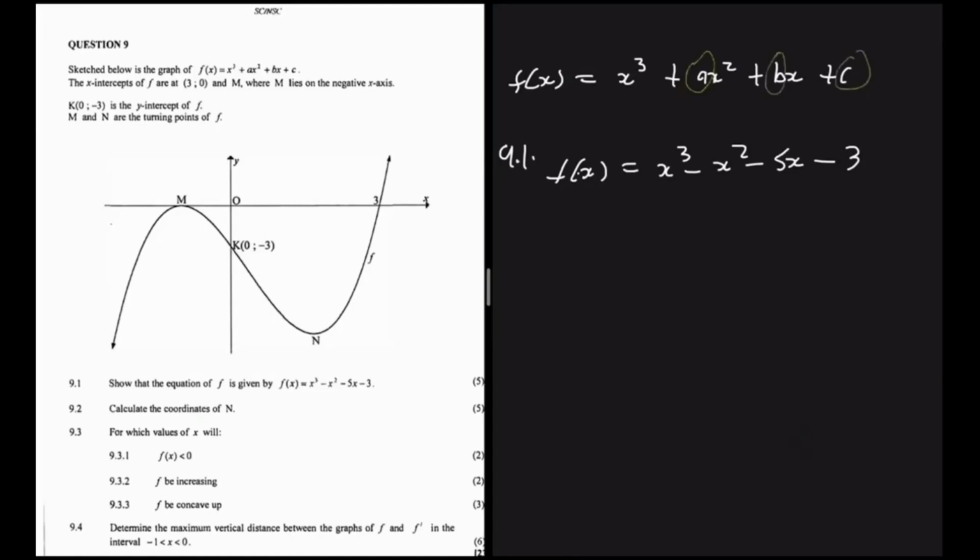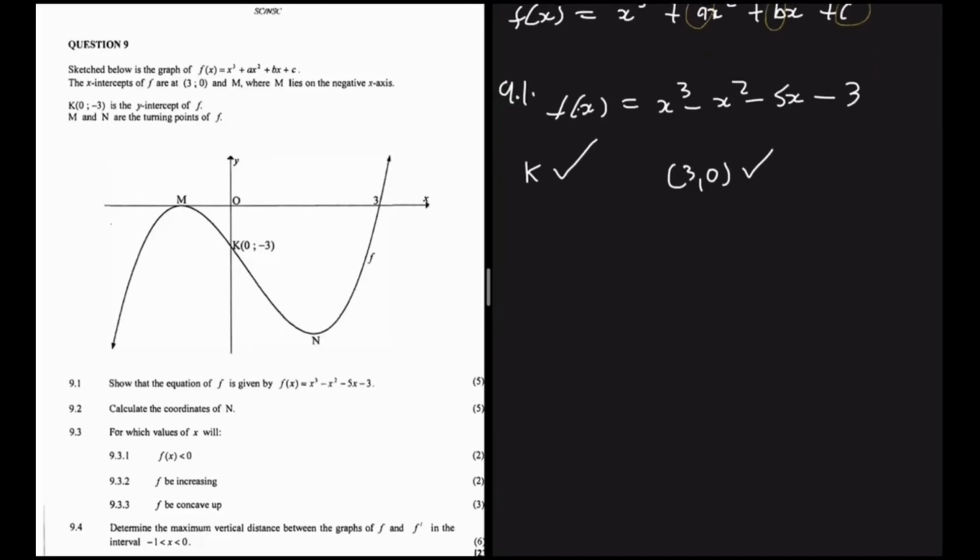So now that we have 3 variables, we usually need 3 equations. So let's see where we can get those 3 equations. We can use point k to get an equation, and then we can use the other intercept, which is 3 and 0, to get another equation. But then we cannot get a third equation. So this method that we usually use won't work in this scenario. So we have to resort to something else.